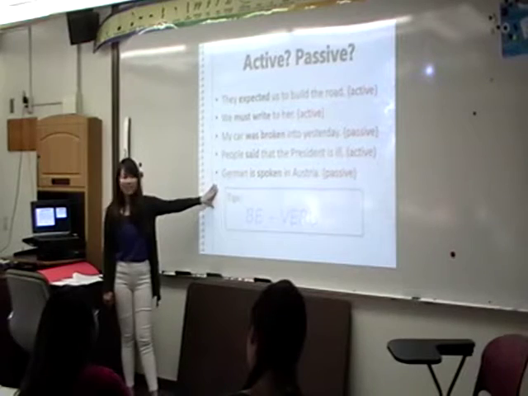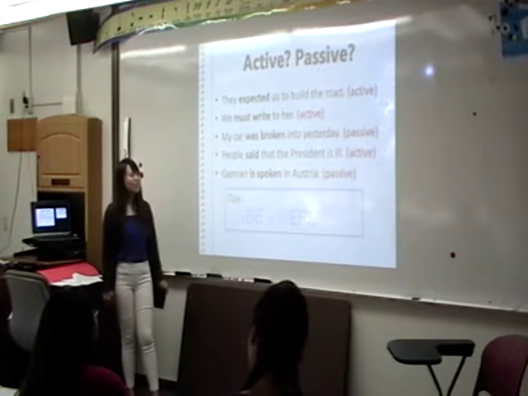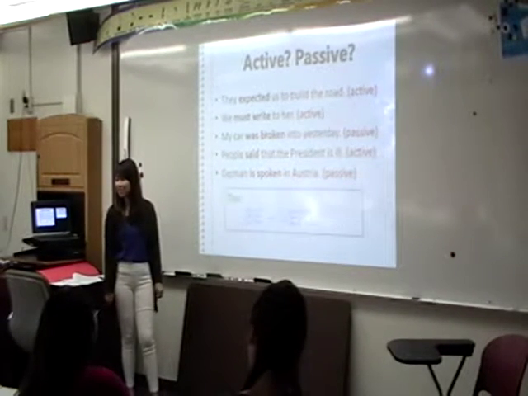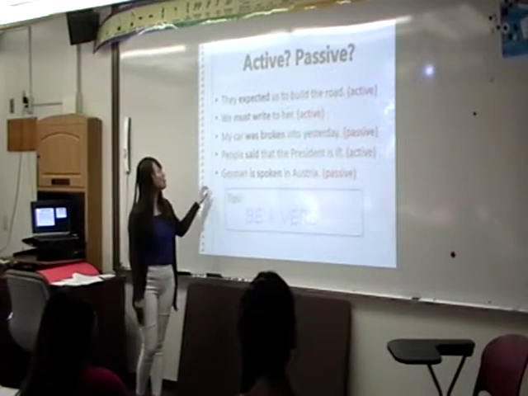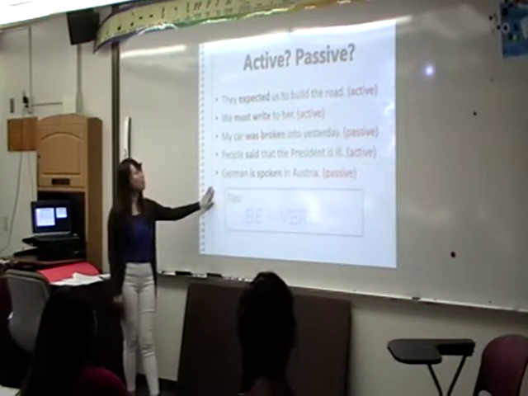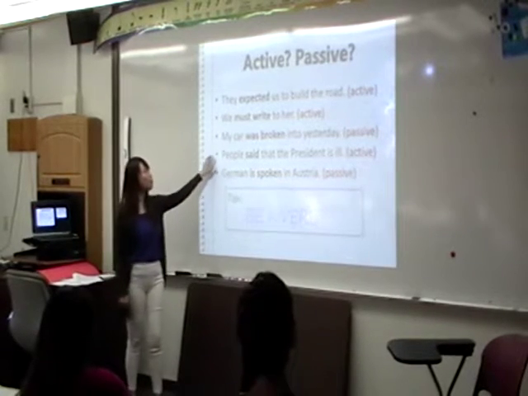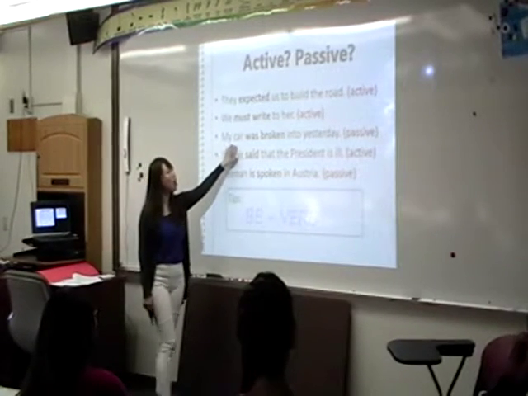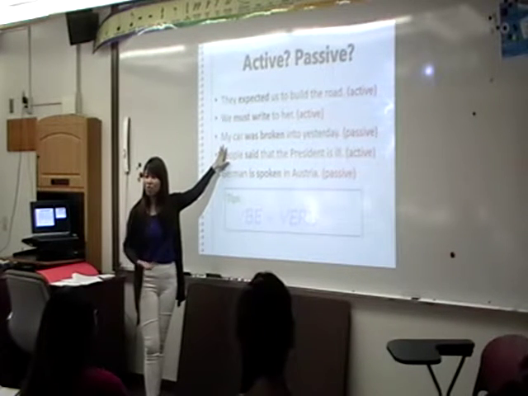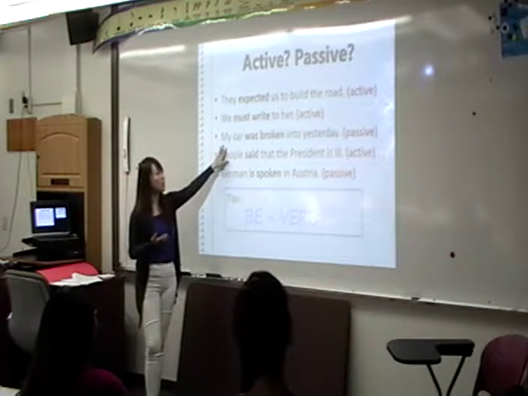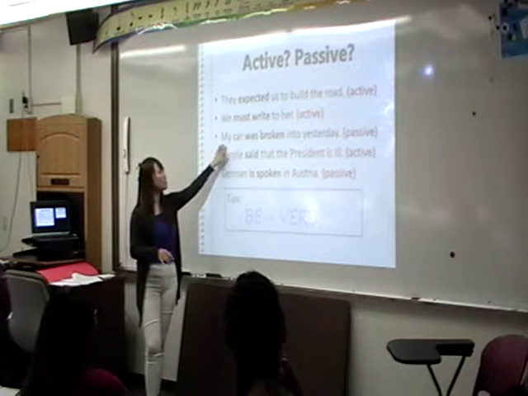Last one. German is spoken in Austria. Very good. Is it passive or active? Passive. Good job. So here we can tell that if we want to emphasize the object, for example, this one, my car was broken. We want to emphasize that my car is broken. So everyone will know that this sentence is about the car.